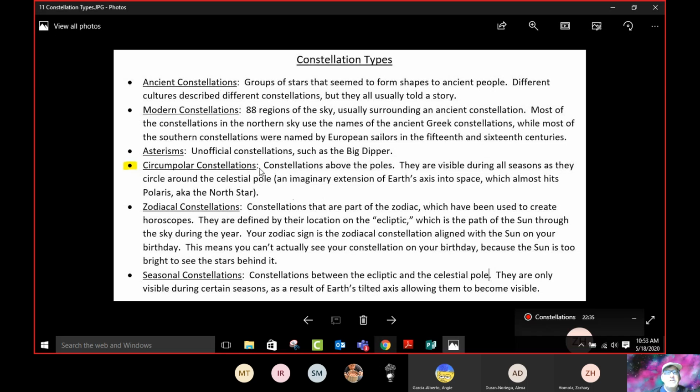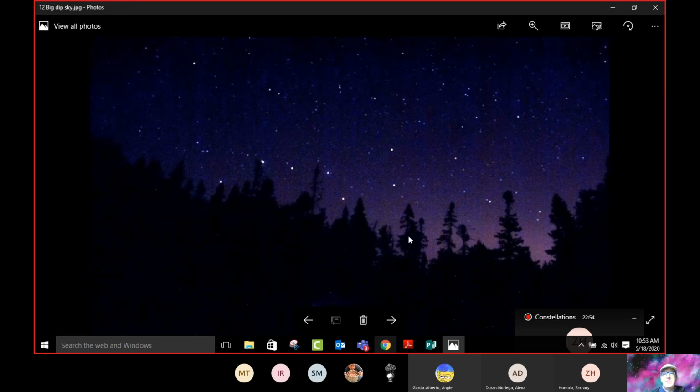Right now we're going to look at a few of the circumpolar constellations, and then we'll move on to these other guys. At the very end, I'm going to post this again in case you didn't have time to write down what you wanted to write down. But at this point, I'm going to move on to look at three of the primary circumpolar constellations.